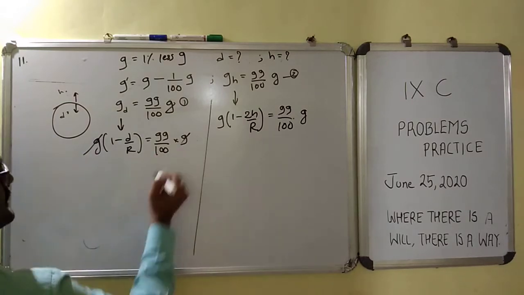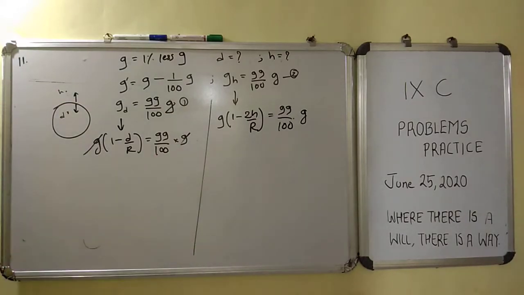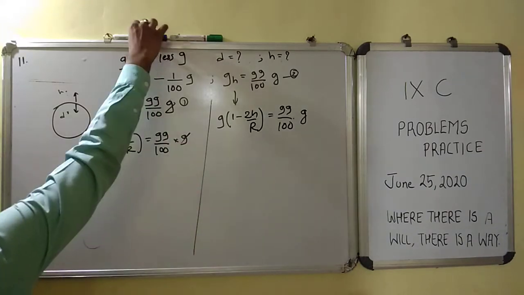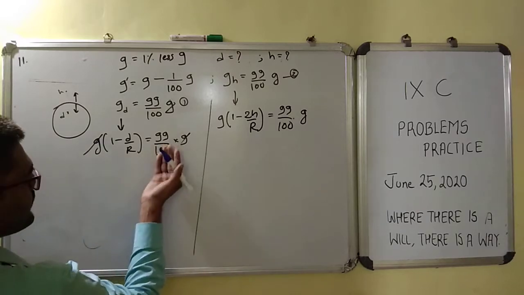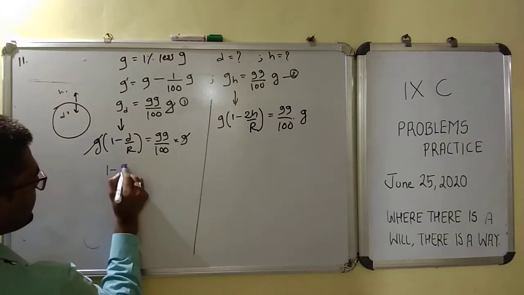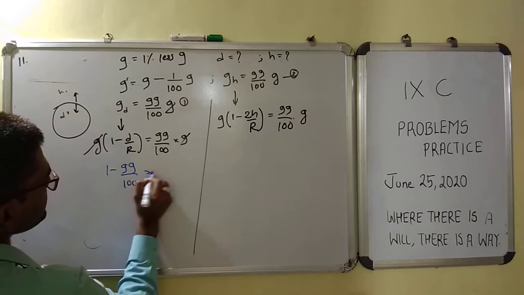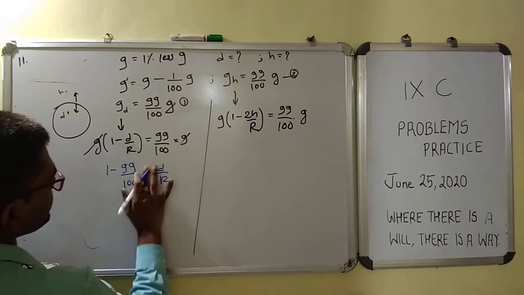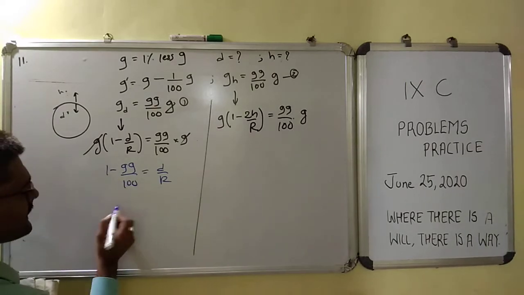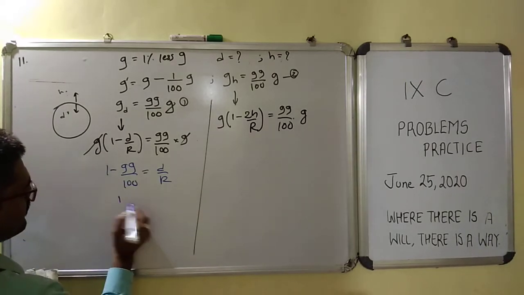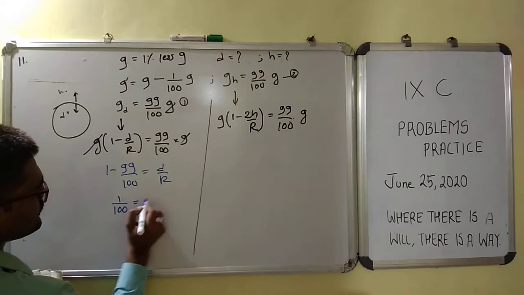g should get cancelled with g, similarly on the other side. First let us solve this one and then go for the next. g gets cancelled with g. Here this is 99 by 100. On this side it becomes 1 minus 99 by 100, and here it becomes plus d by r. 1 minus 99 upon 100 becomes 1 upon 100, which equals d by r.